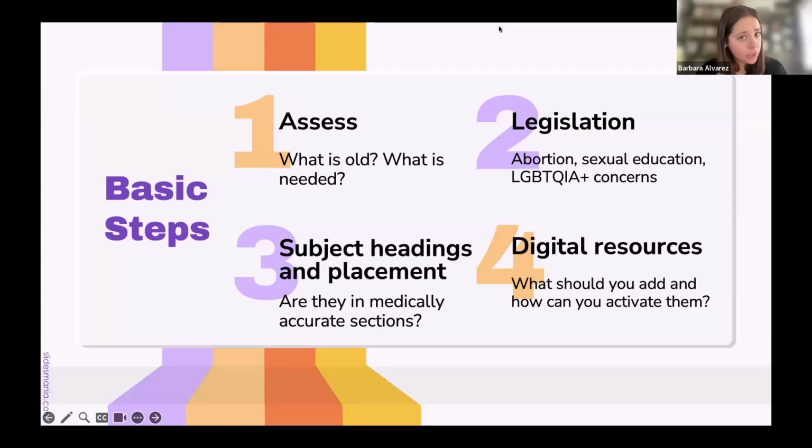Because most people are not going to go to your library website and think, oh, I'm going to look for information about contraception on the library website. They're not going to know it's there. So how can you activate it within the physical collection? We're going to talk about a couple of those tips.